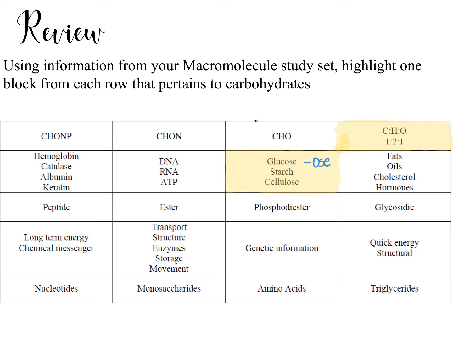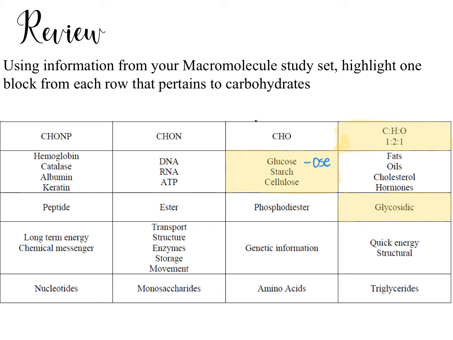The box that you should have highlighted or circled was glycosidic bonds. It is glycosidic bonds that form between the monomers of carbohydrates during dehydration synthesis, and it is the glycosidic bonds between the monomers that is broken in hydrolysis. In the next row, you are given examples of functions of each of the macromolecules. In this row, highlight or circle the function of the carbohydrates.